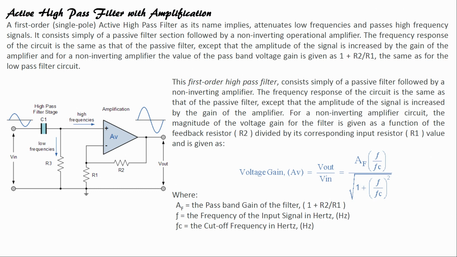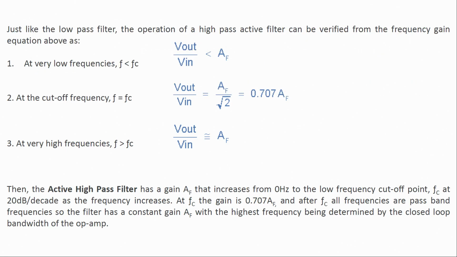The voltage gain here in this case would be AF times (f by fc) divided by the square root of 1 plus (f by fc) whole square. But what is AF? AF is your pass band gain, f is the frequency of the input signal and fc is the cutoff frequency in hertz, or critical frequency.